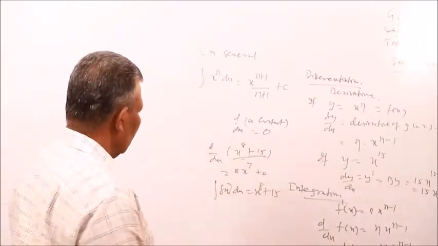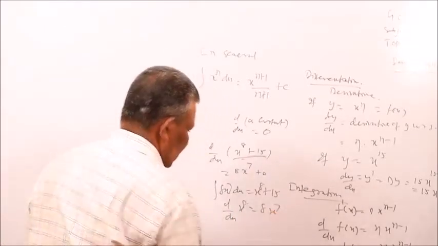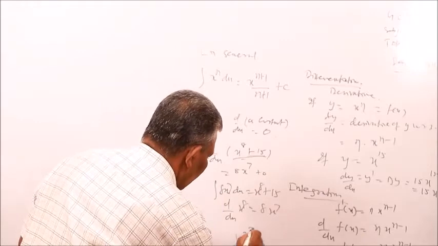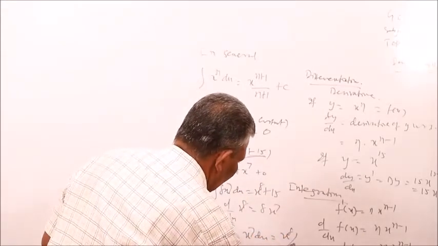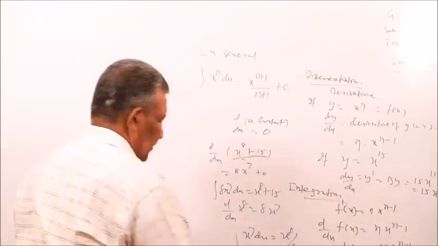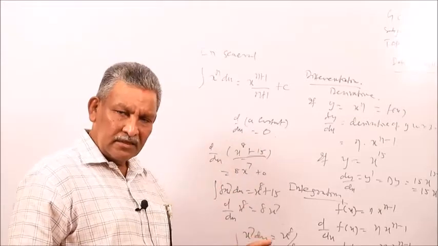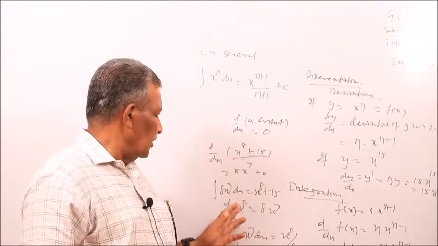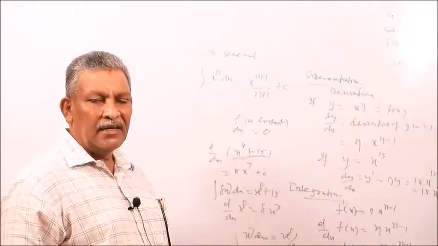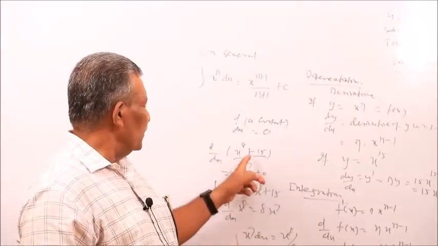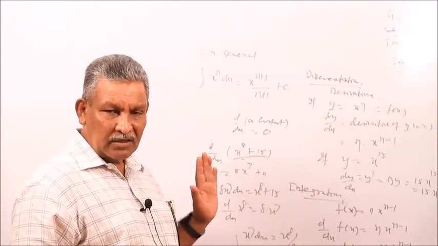Similarly, if we take dy dx of x to the power 8 only, that is also 8 x to the power 7. Here integral of 8x to the power 7 dx equals x to the power 8 plus c. So mark the difference. The derivative of x to the power 8 plus 15 is 8 x to the power 7, and dy dx of x to the power 8 only is also 8 x to the power 7. That means the derivative is the same, but in the integral there is a difference. In the first term 15 is there, in the second term there is no constant term.